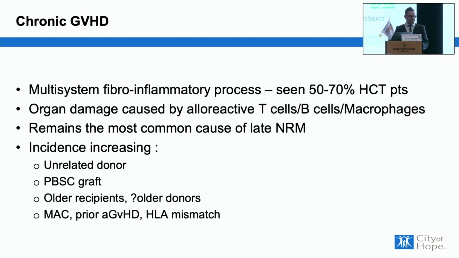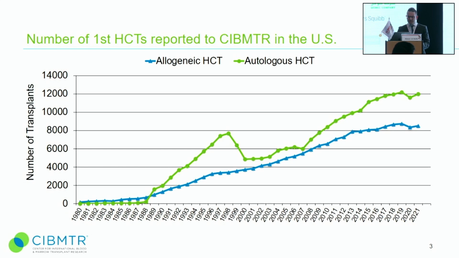That's due to increased use of unrelated donors, PBSC grafts, and the switch from bone marrow to peripheral blood, older patients, and more recent data showing even older donors, myeloablative regimens, prior incidence of acute GVHD, and HLA mismatch. All those factors have recently been shown to increase the rate of GVHD.